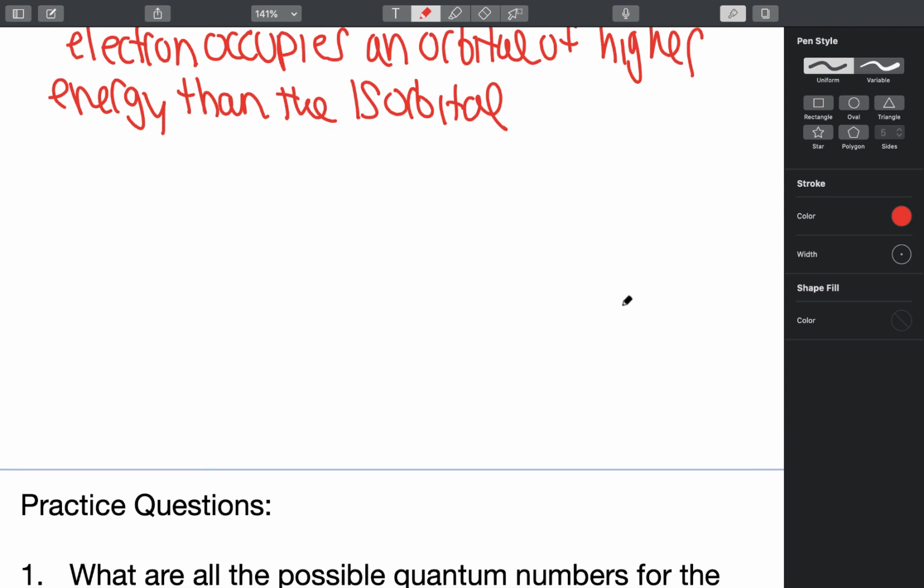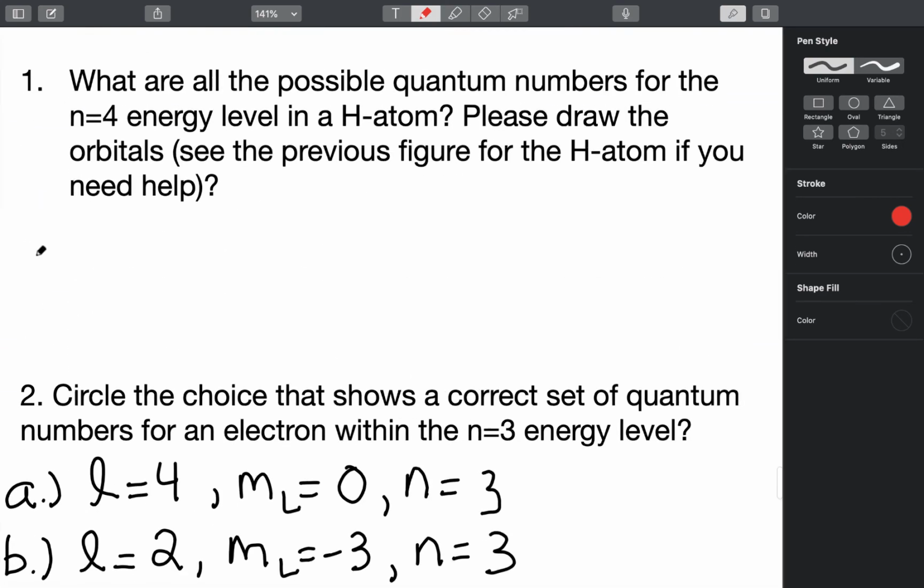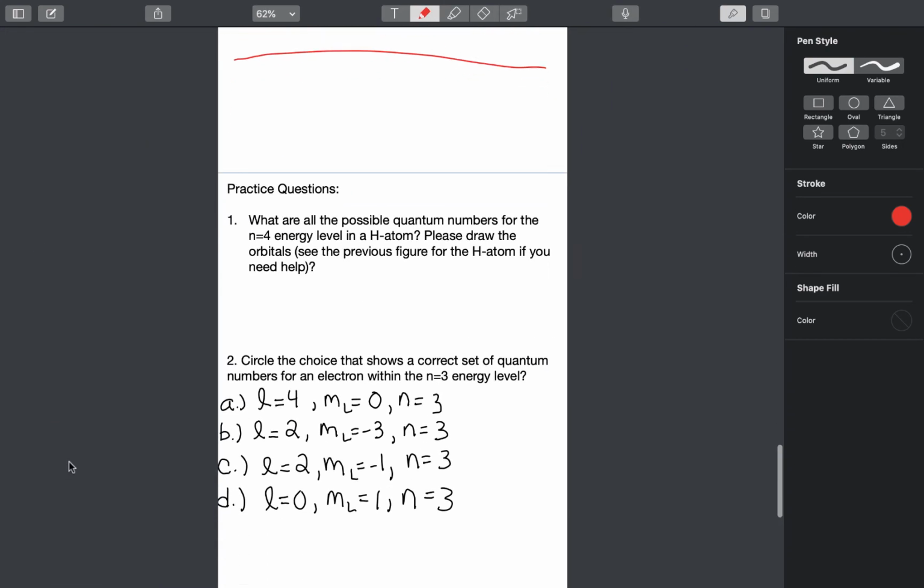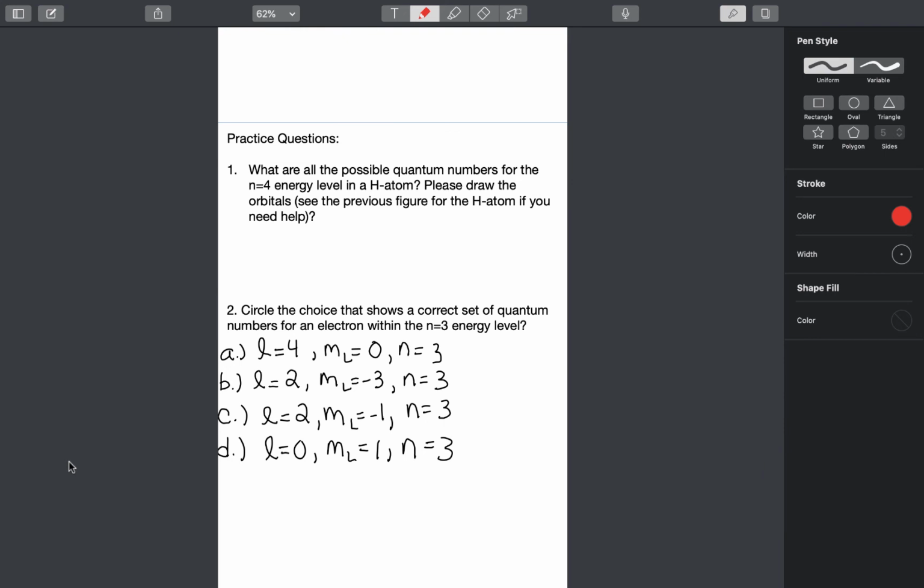So that is it for all of the concepts today. So in order to conclude for today, I have 2 practice questions for you. One of them is a multiple choice, and the other one asks you to write all the possible quantum numbers for the n equals 4 energy level.